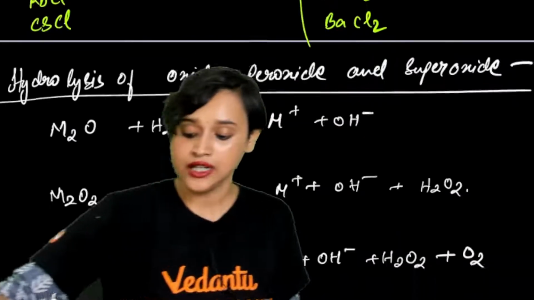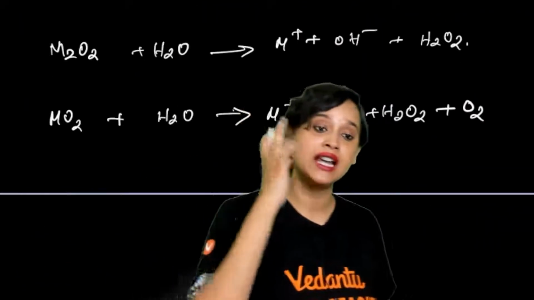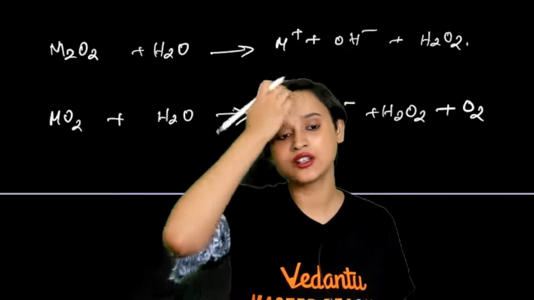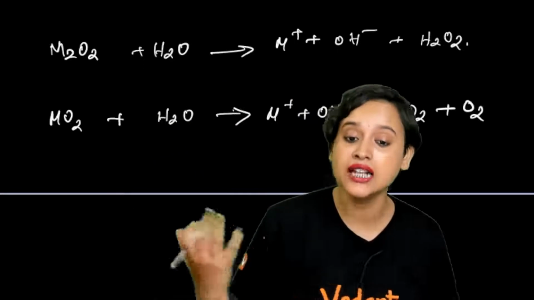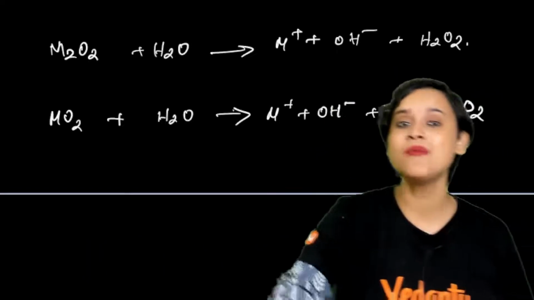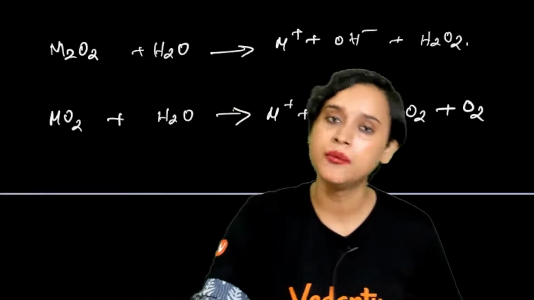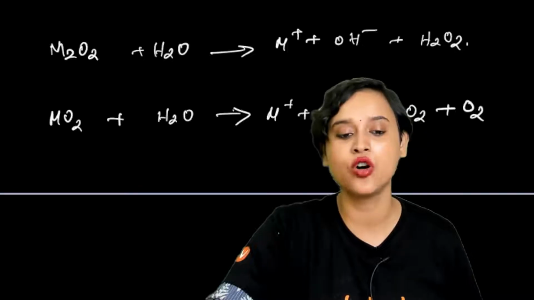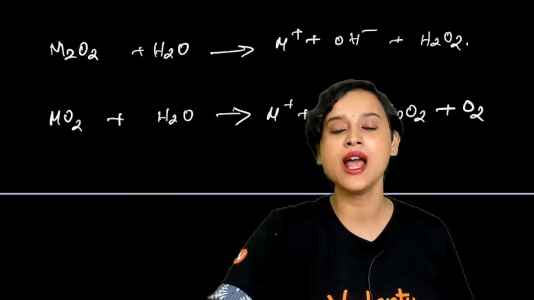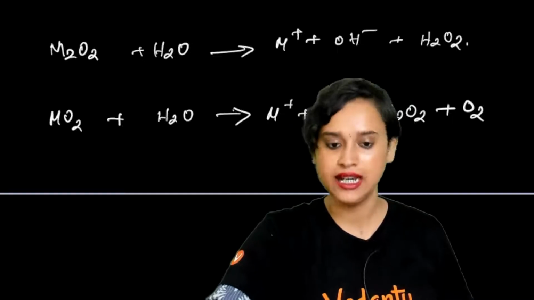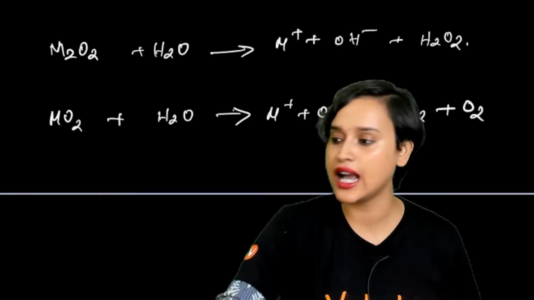Now, we all know that when the alkali metal oxides react with water, they will form basic hydroxide, and the alkaline earth metals, apart from beryllium, will form basic hydroxide. Beryllium will form amphoteric hydroxide. This is clear, guys. Now, moving on.